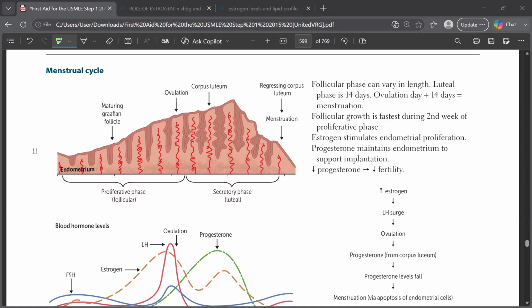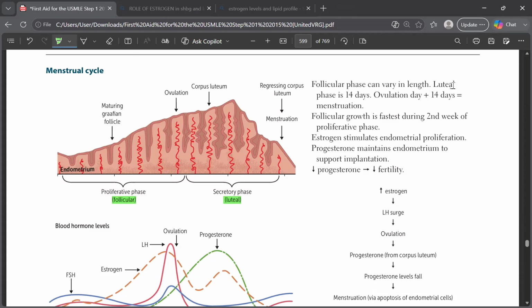Next, we have the menstrual cycle, and this is the endometrium, which is the inner lining of the uterus. This is the proliferative phase or the follicular phase, and this is the secretory or the luteal phase. When there is a maturing Graafian follicle, the endometrium looks like this. During ovulation, it is fully proliferated. When there's development of corpus luteum, it is also very proliferative. And then as there's a regressing corpus luteum and menstruation, then it starts shedding.